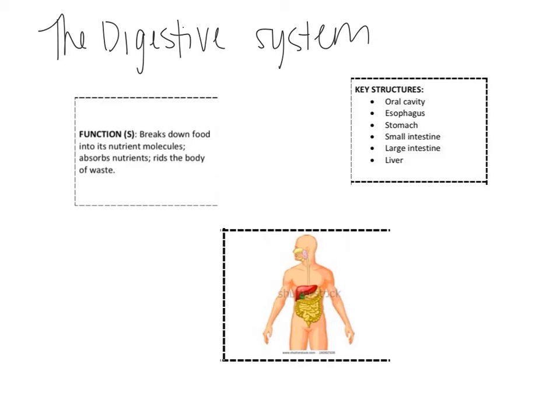Your digestive system, the function is to break down food into its nutrients. You absorb the nutrients and then you rid the body of waste, and that would be of solid waste, not liquid waste. Your image here is that you have the mouth and the esophagus goes down to the stomach. You have your intestines, and that's really how you identify what the digestive system is. Key structures are your oral cavity, your esophagus, your stomach, small intestine, large intestine, and your liver.